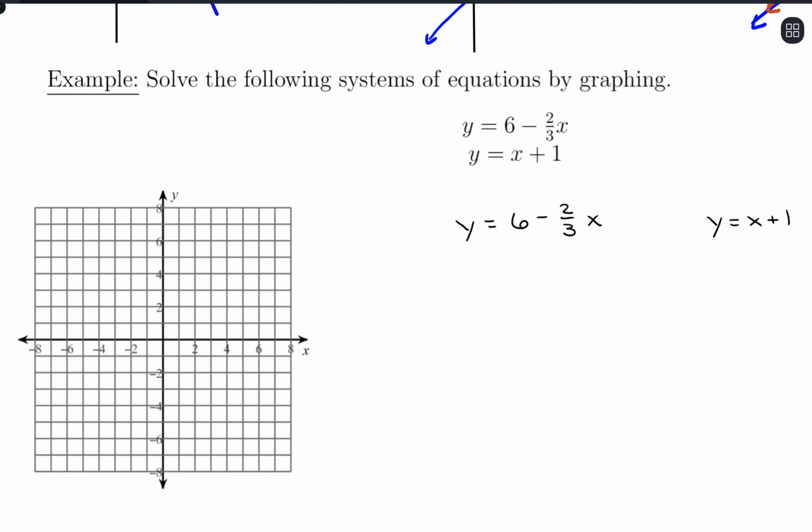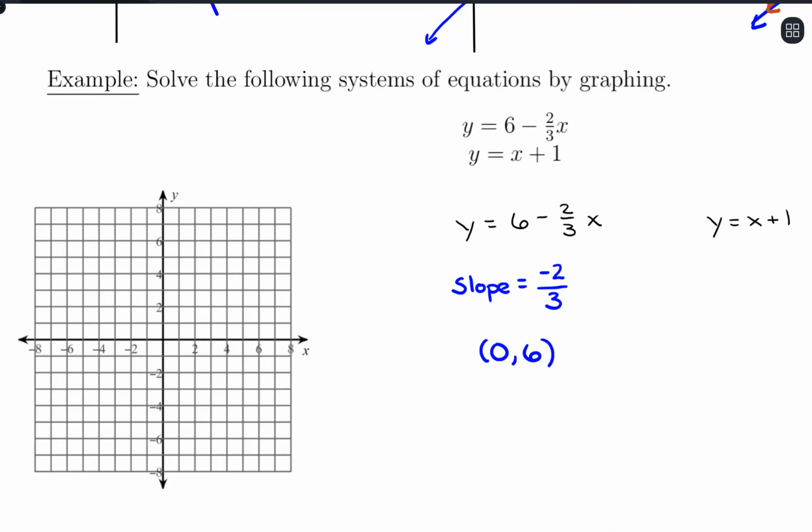So these are nicely set up for using the slope-intercept. So for this first equation, our slope is a negative 2/3. So I'm going to write that as negative 2/3. And then our y-intercept is that positive 6. So we know we have the coordinate 0, 6.